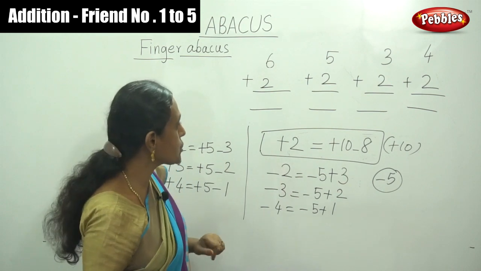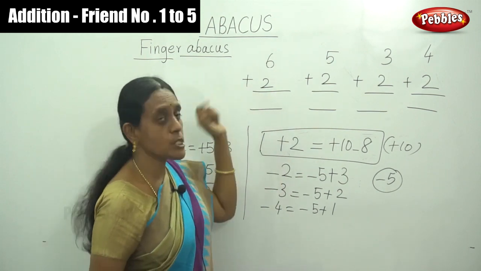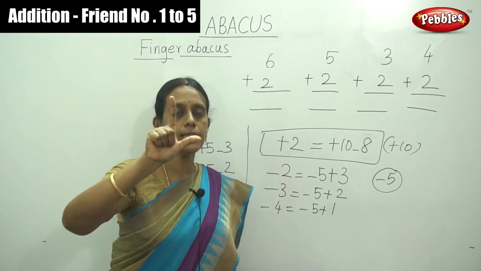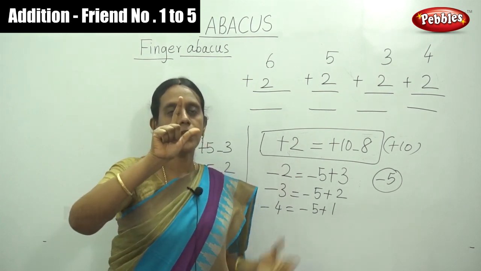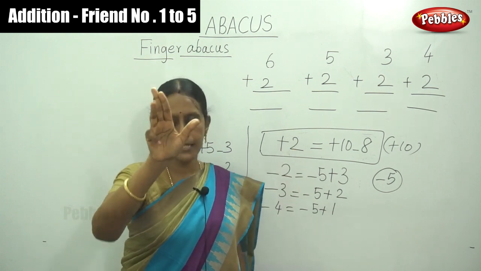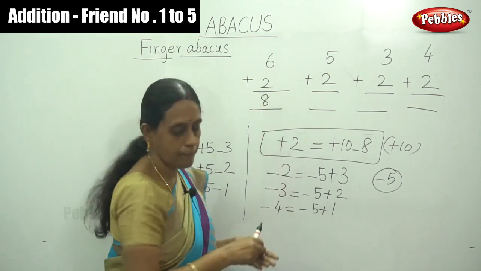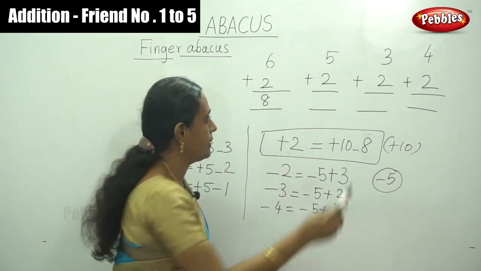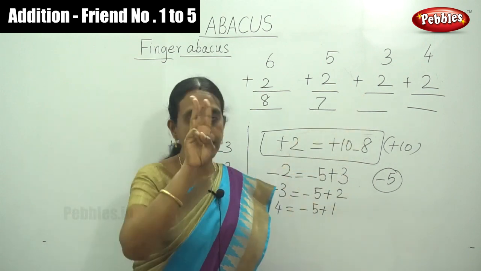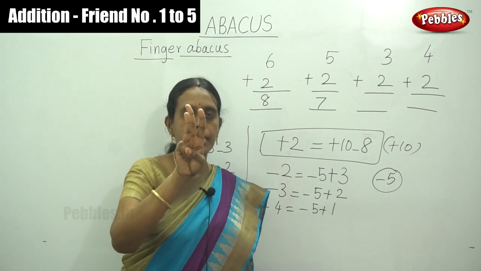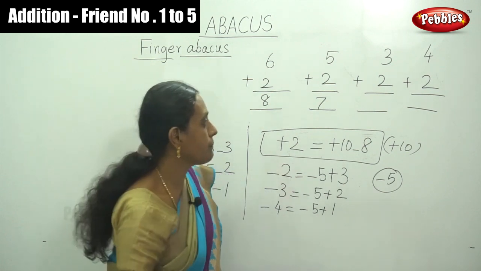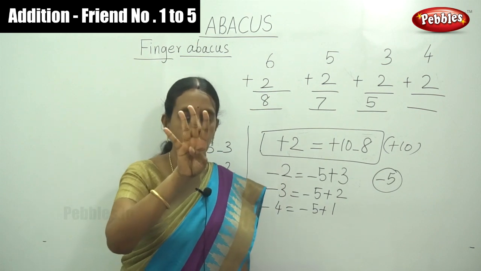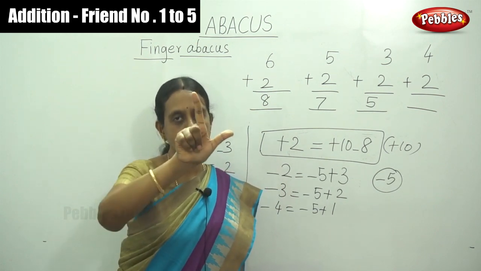Let me show you plus 2. Let me now calculate this: plus 2 for this first 6. Listen here, 6 plus 2 needs no formula, because two fingers are here, so the answer is 8. Next, 5 plus 2, the answer is 7. Next, 3 plus 2 means plus 5 minus 3, so the answer is 5. Next, 4 plus 2 means plus 5 minus 3, so the answer is 6.